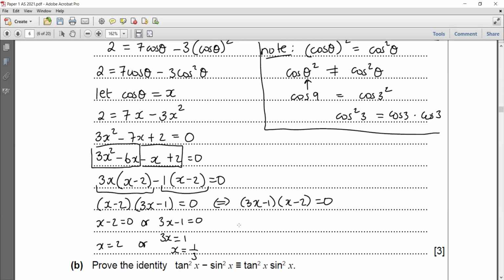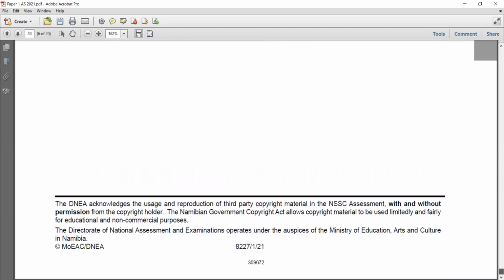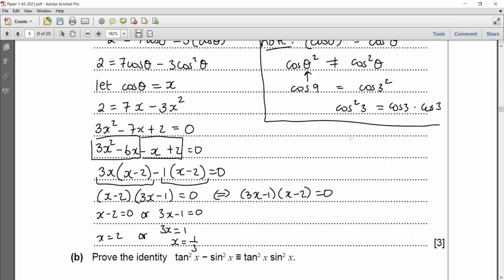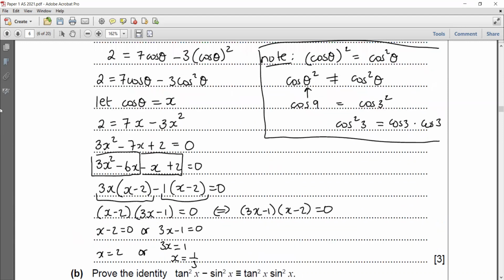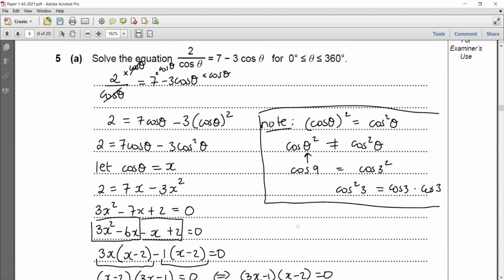So I have no space here. Let me see space at the back so I can continue. Okay, right, I'll try and squeeze it over here. Obviously, when you're working it out in the exam, you will use all the space and you won't need to write any of these explanations, so you'll have plenty of space.